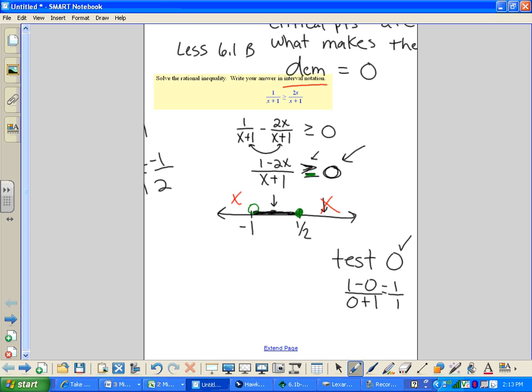And so even though this right here was greater than or equal to, negative 1 makes the function undefined because that would make me divide by 0. So again, anything that makes the function undefined cannot be included, so it would have to be an open dot. Now if I just put this in interval notation, that's pretty simple. That would be negative 1 to 1/2 and then a bracket. Okay, let's look at another one now.